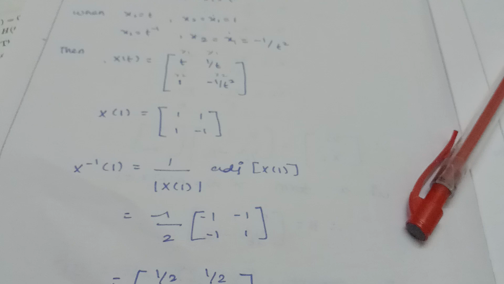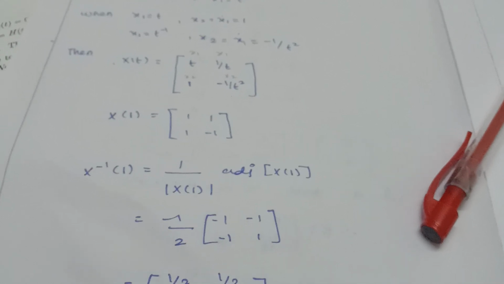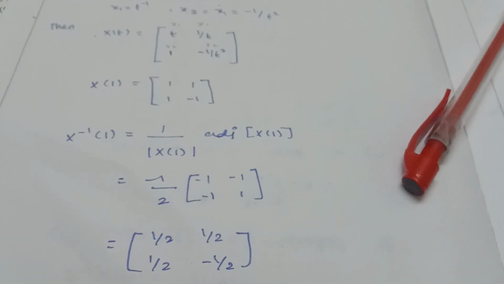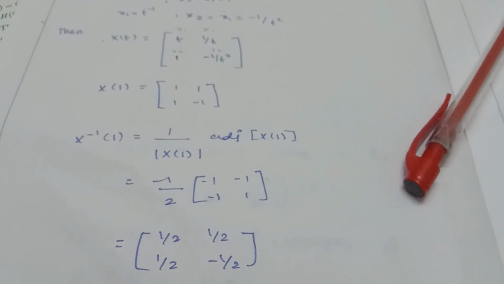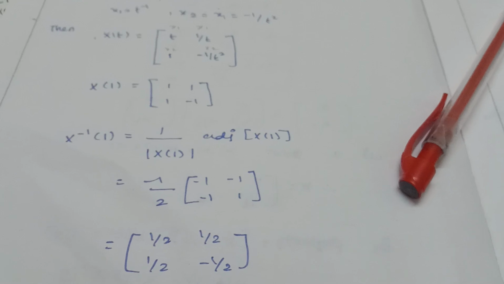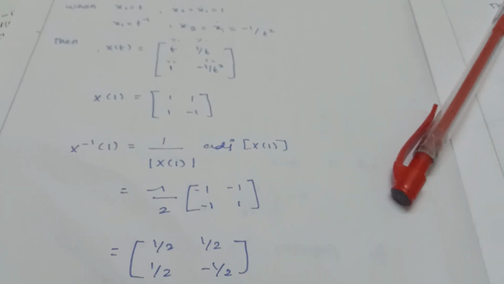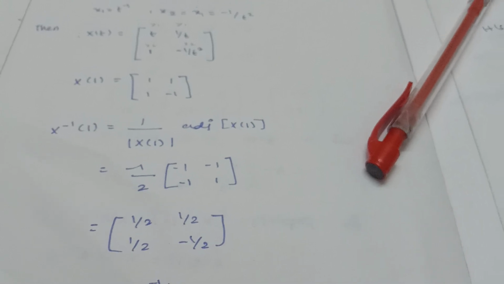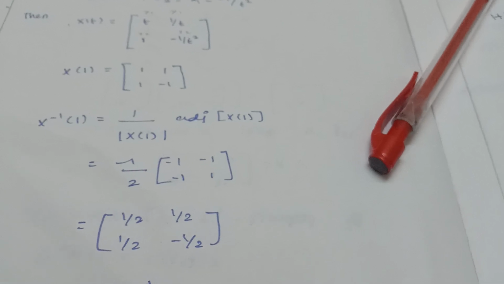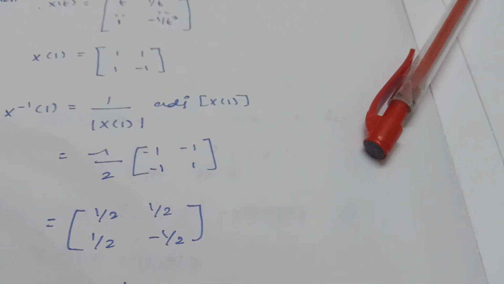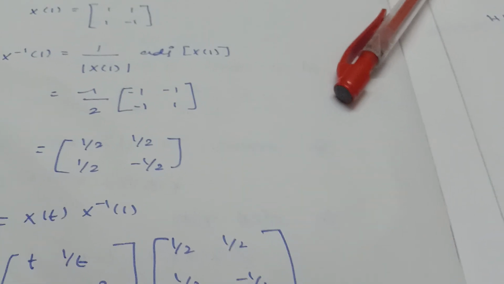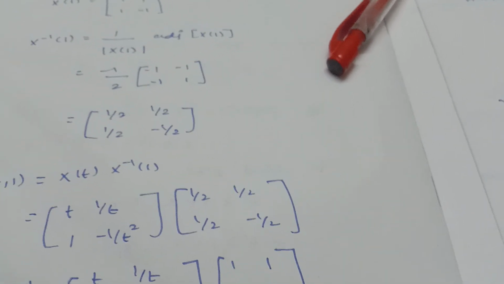X inverse of 1 is 1 by determinant of x of 1 into adjoint of x of 1. That is, we take the determinant, minus 1 minus 1, that is minus 2, so minus 1 by 2. For the adjoint, we swap the first and fourth elements, so minus 1 by 1, and put the minus sign on b and c, so minus 1 and minus 1. If we multiply by minus 1 by 2, we get 1 by 2, 1 by 2, 1 by 2, minus 1 by 2.